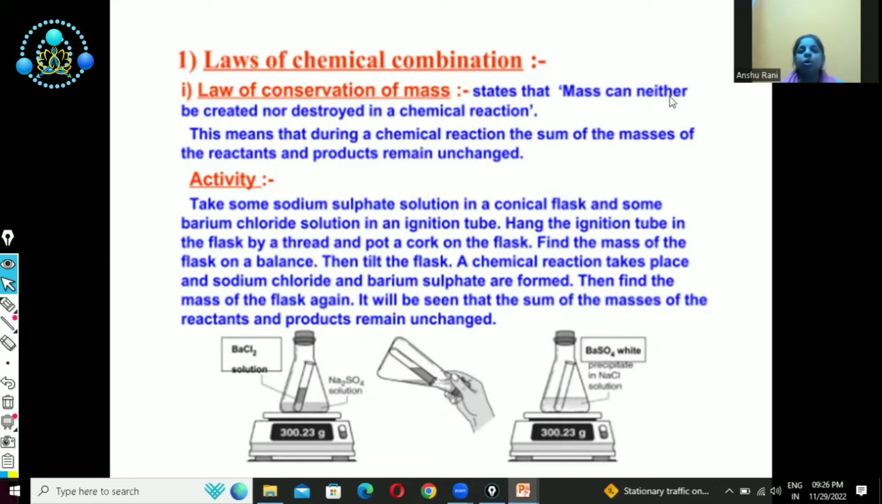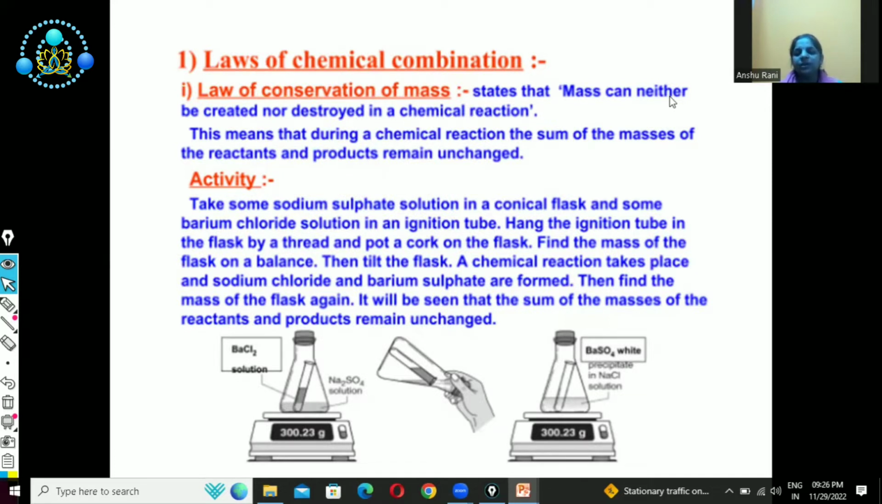First thing is laws of chemical combination. First is the law of conservation of mass. The law of conservation of mass states that in a chemical reaction, mass always remains conserved. It means the mass of reactants will always be equal to the mass of products.